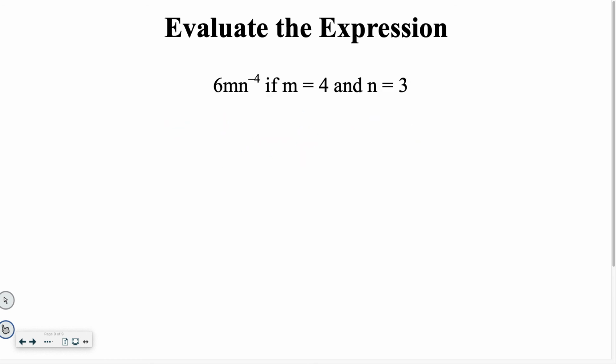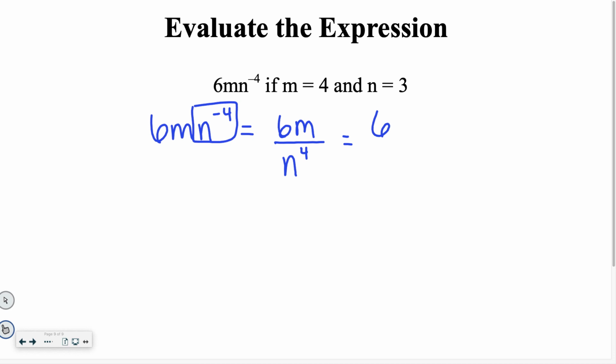Our last example for today, we have 6m n to the negative 4th. Again, only the n has that negative exponent. So I leave 6m on top and I write n to the 4th power on bottom. Now I replace these variables with numbers. So instead of m, I'm going to write 4, and they're being multiplied up top. So I have 24 on top. And then I have 3 to the 4th power. 3 to the 4th power is 81.